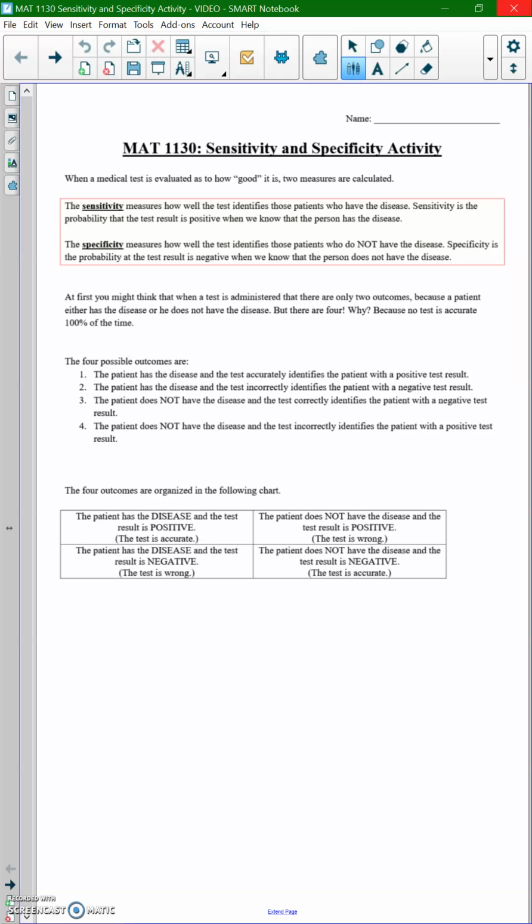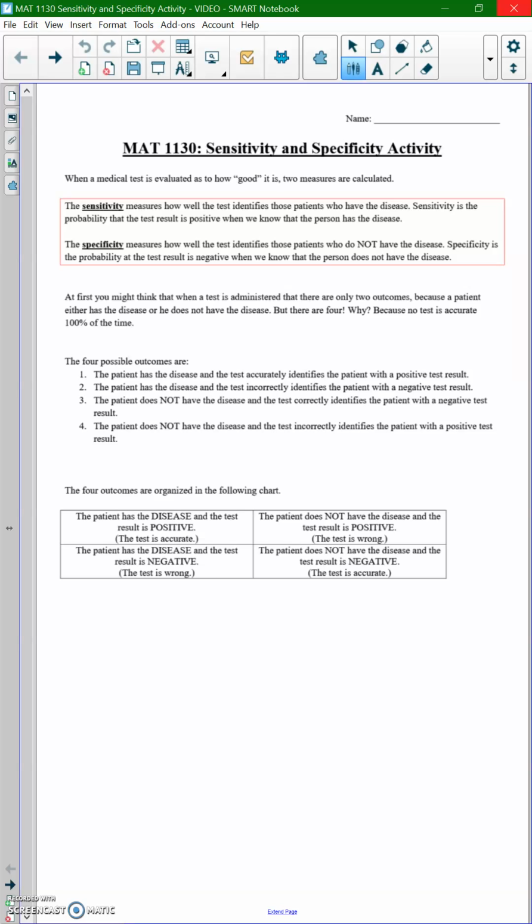So if we're talking about the sensitivity of a test, what we are saying is how good a job are we doing at catching people who actually have the disease. So if they have cancer, when they are given the medical test, they actually test positive for cancer.